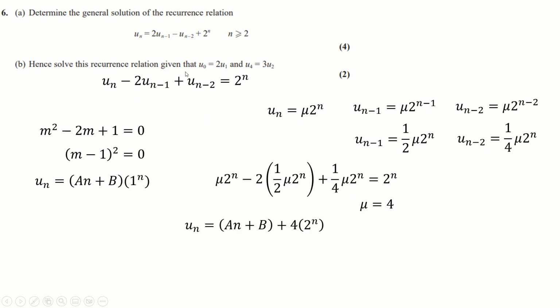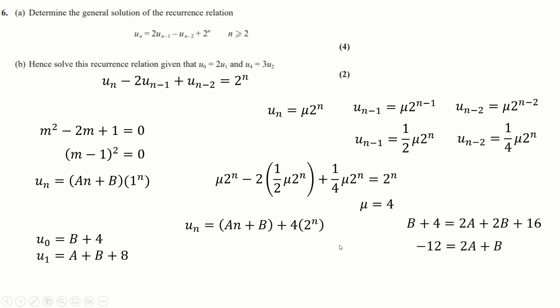Okay, now given these two things, u0, well, u0 according to this is just a times 0, which goes away, plus b plus 4 times 2 to the power 0, which is just b plus 4. And then u1, according to this, is a times 1 plus b plus 4 times 2 to the power 1, which is 8. And apparently u1, which is this, is equal to 2 lots of that, so we'll set this equal to 2 lots of that, and we can, I guess, rearrange that a little bit.